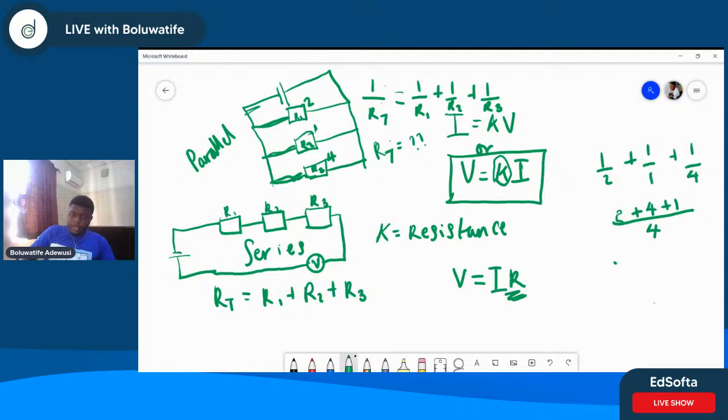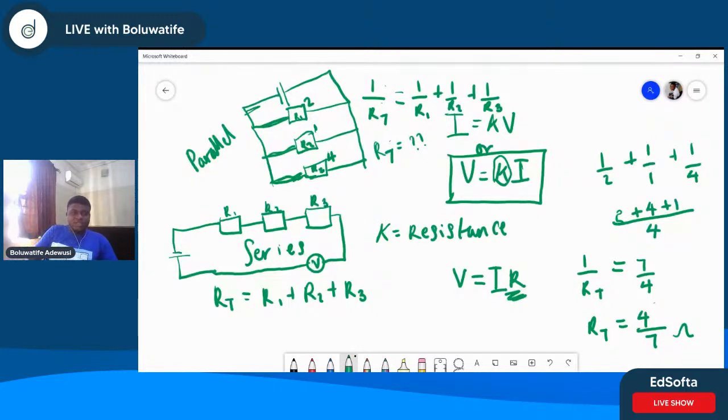So what do I end up with? 2 plus 4, 6, plus 1, 7. So I end up with 7 over 4. So my 1 over RC is equal to 7 over 4. So we flip it, and RC now becomes 4 over 7. And it's measured in what? Ohms. It's measured in ohms. So this is how you would calculate it in parallel.